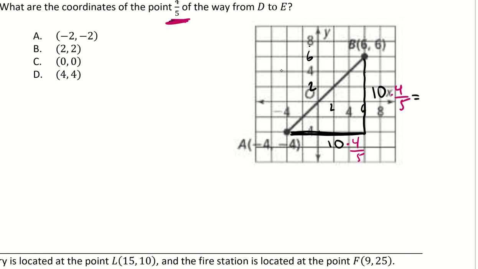By doing that, we get 40 divided by 5. 10 times 4 is 40, which divided by 5 is 8. And this is also 8. So that's saying we need to go 8 to the right, 2, 4, 6, 8, and then 8 up, 2, 4, 6, 8. And that will take us to the point that they want us to find. The coordinates of that point are 4 and 4. And that's our answer.